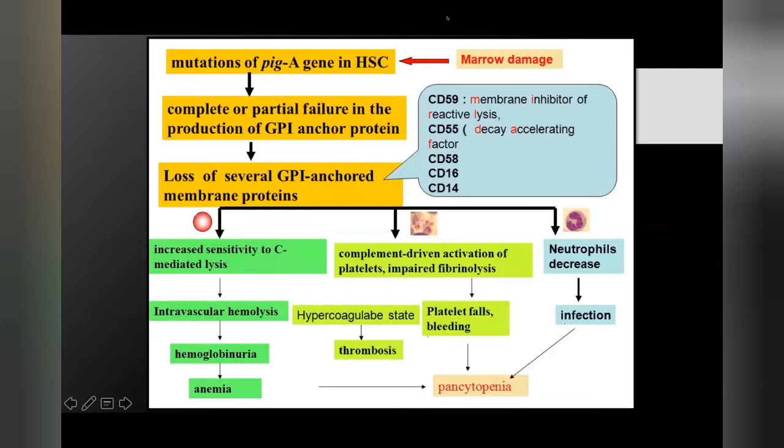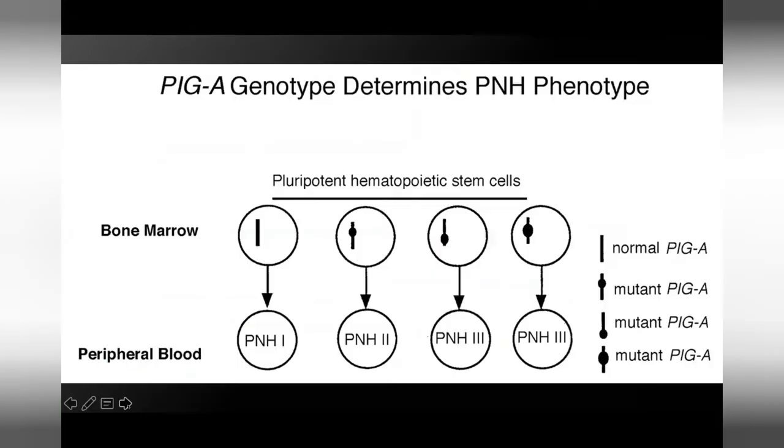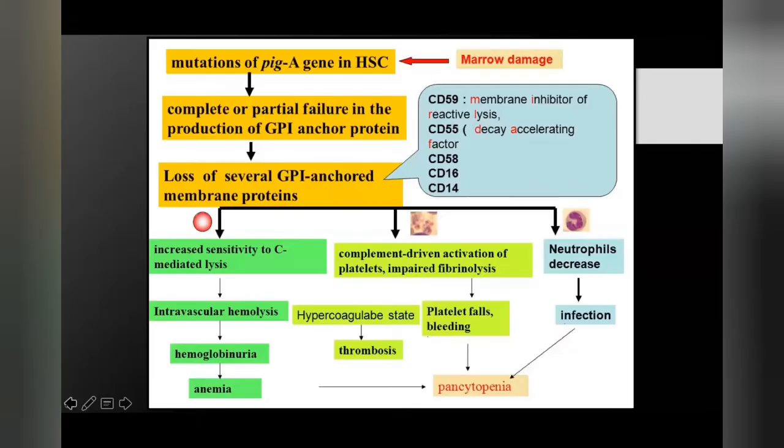The same GPI anchored proteins are also absent from the neutrophils, and as a result, neutrophil survival is reduced, which makes the patient pancytopenic and also prone to infections. So these are some of the ways in which these patients can present: anemia, mainly intravascular hemolysis, thrombosis, and pancytopenia. Next, please.